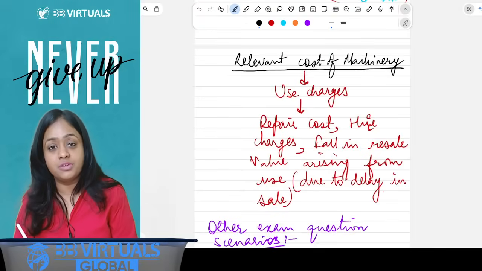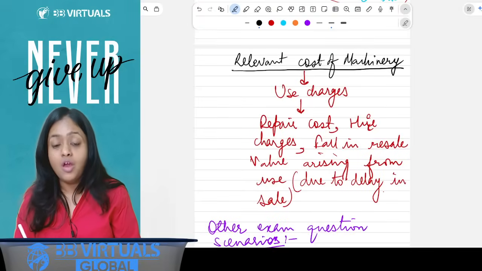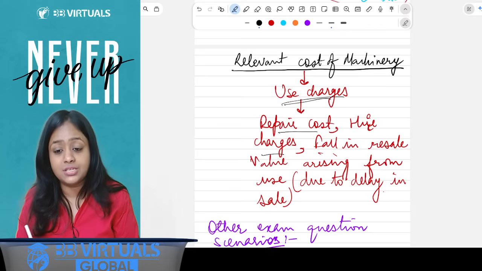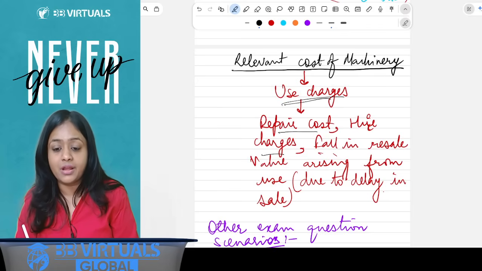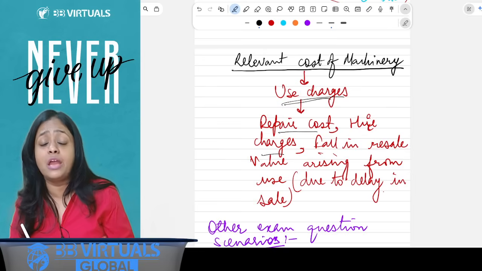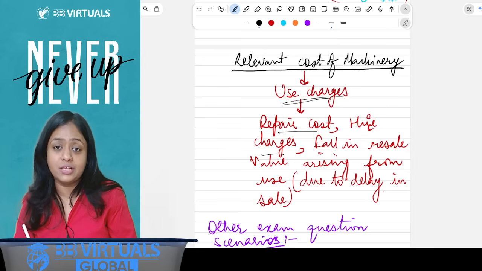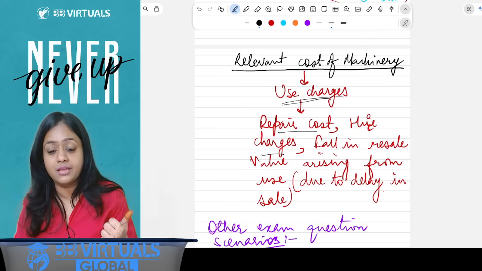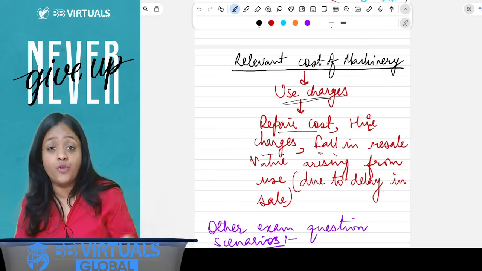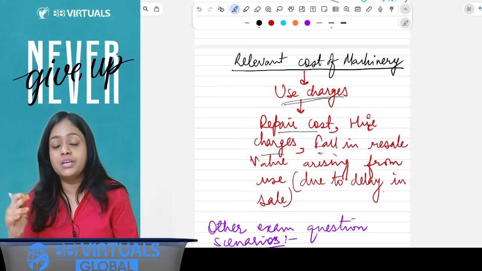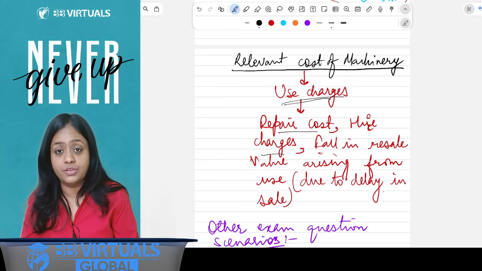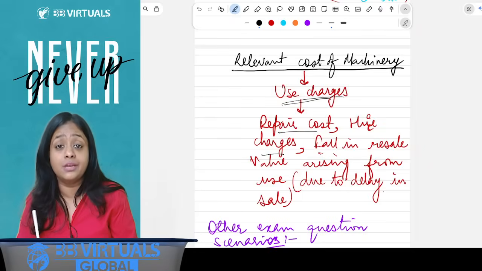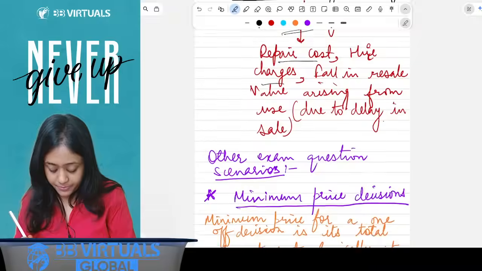Next is relevant cost of machinery. So when a machinery is in use, the relevant cost will always be the use charges, like the repair cost, like the hire charges, like fall in the resale value arising from the use. And it can in fact be the future income also that arises from the machinery. So all this is relevant, something which is going to happen in the future, like the repair cost, the hire charges, the fall in the value of the machinery, because you are not selling now, you are selling after a year of use, so the value that has fallen is the relevant cost. In fact, the future earnings that can be related to that machine can also be the relevant cost.